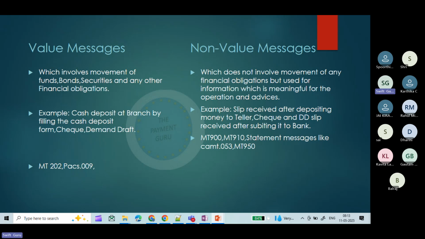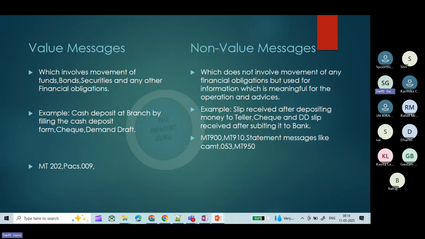An example of a value message is a cash deposit at a branch by filling in the cash deposit form. You already know that earlier, I'm not sure whether you guys are doing it or not, but in earlier days, if you wanted to make a fund transfer, people used to go to the bank, fill in the branch teller form, provide all the details of the beneficiary to whom they wanted to make a payment, and submit it to the branch teller along with the cash. They used to stamp it. That's it. So that is one example of a value message.